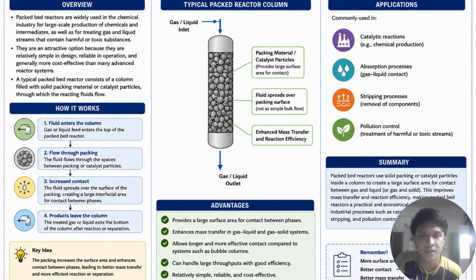Because of this advantage, packed reactor columns are commonly used in catalytic reaction, absorption, stripping, and pollution control. In this experiment, the packing material provides better contact between the vapor and liquid, which improves the efficiency of this distillation process. Thank you.